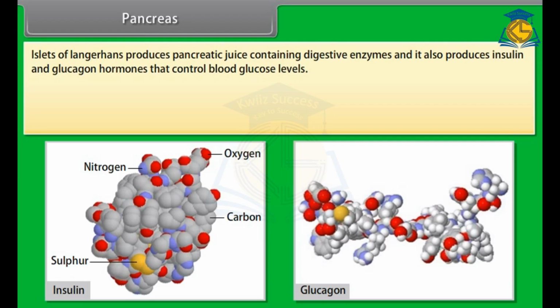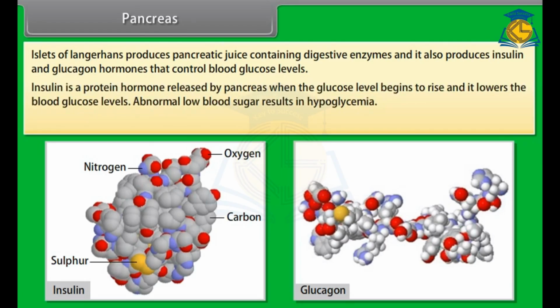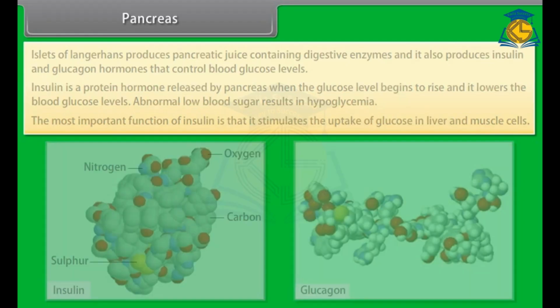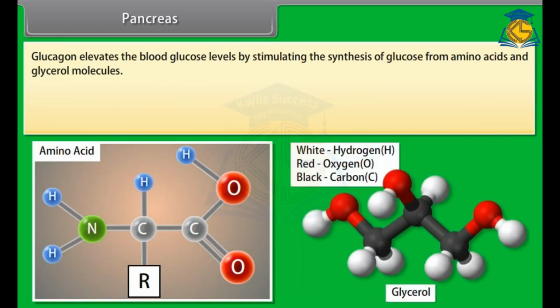glucose level. Insulin is a protein hormone released by the pancreas when the glucose level begins to rise, and it lowers the blood glucose levels. Abnormally low blood sugar results in hypoglycemia. The most important function of insulin is that it stimulates the uptake of glucose in liver and muscle cells. Glucagon elevates the blood glucose levels by stimulating the synthesis of glucose from amino acids and glycerol molecules.